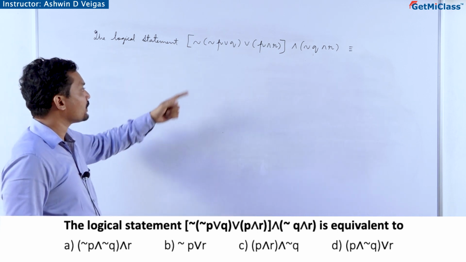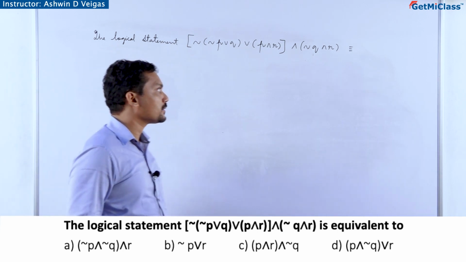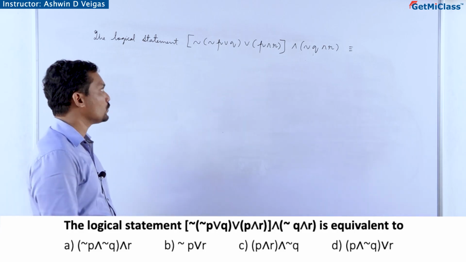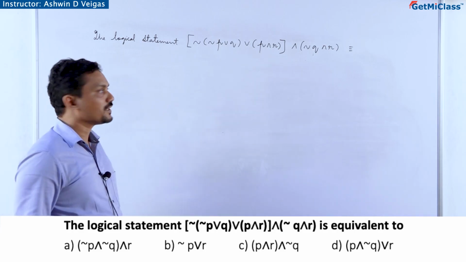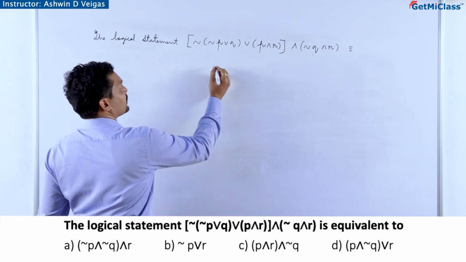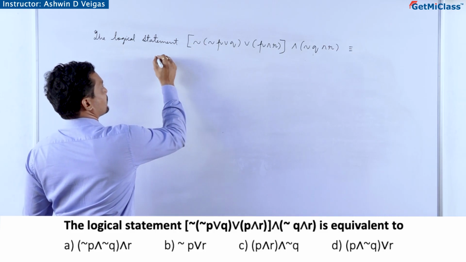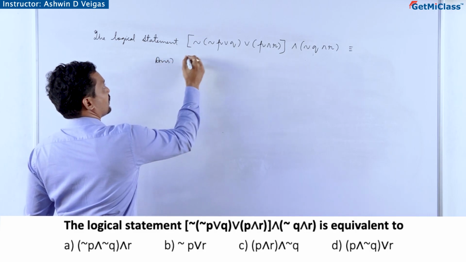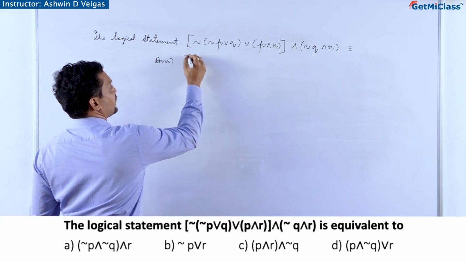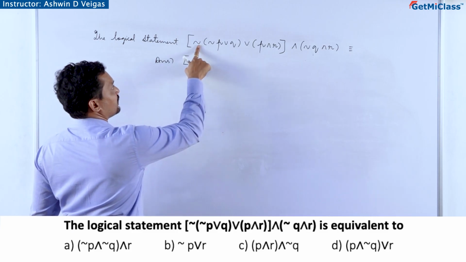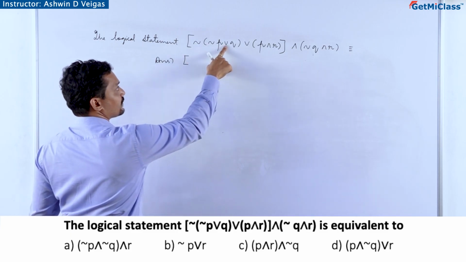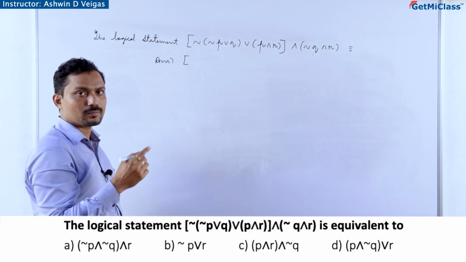The logical statement which is given is equivalent to... Okay, so let us try to simplify this. First we will simplify this negation. So, this can be written as: if you apply the negation inside, this will become negation of, this is OR. So, under negation OR becomes AND.